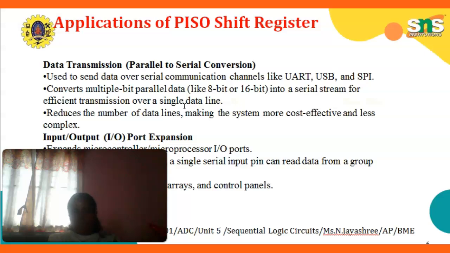Initially microcontroller pin counts were 8 and 16. Now in advanced technology 32 and 64 bits are possible. Instead of multiple input pins, a serial data input pin can read data from a group of parallel inputs.